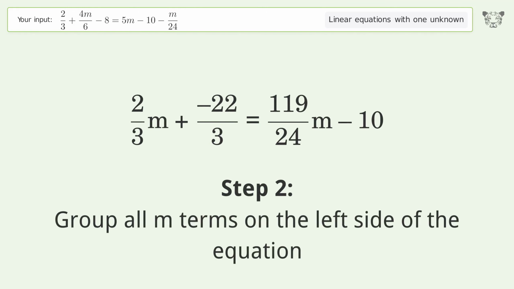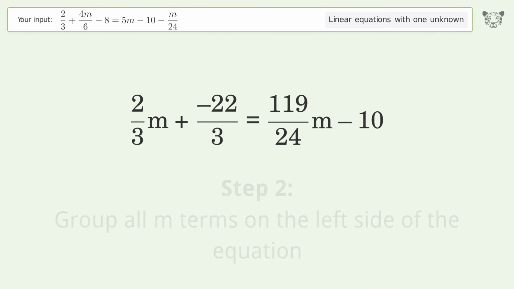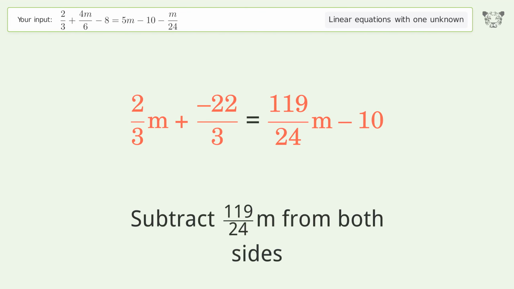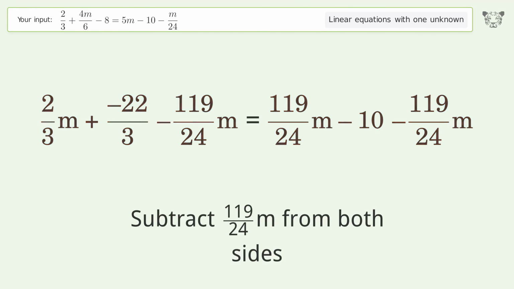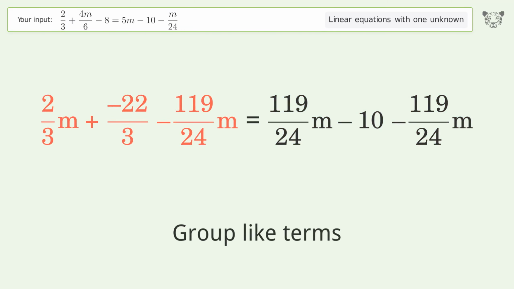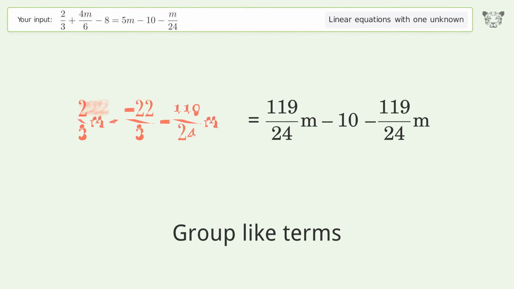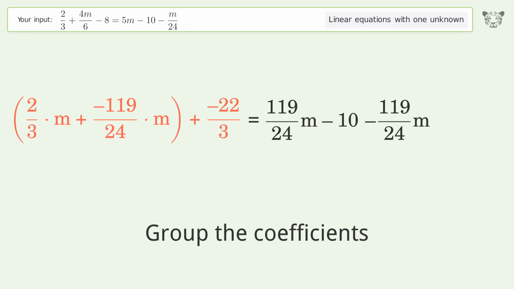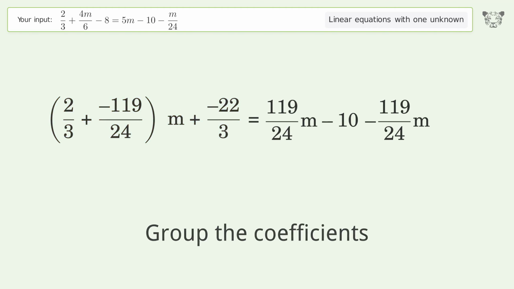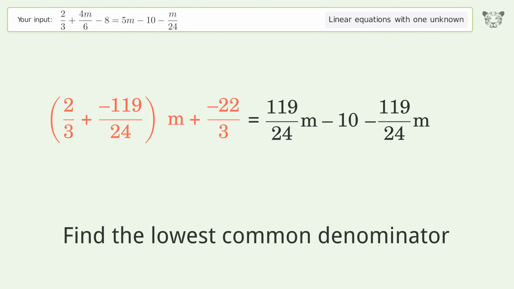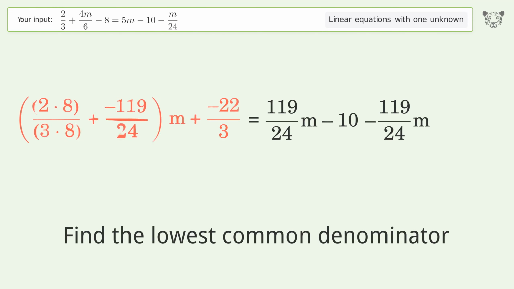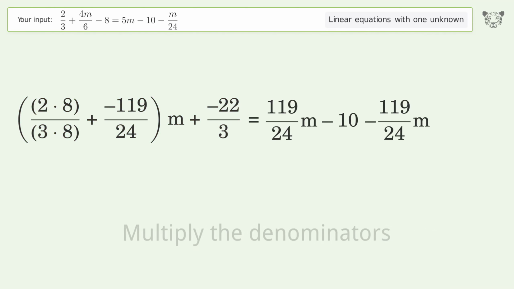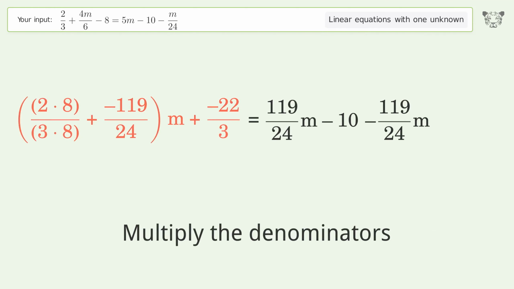Group all m terms on the left side of the equation. Subtract 119/24m from both sides. Group like terms. Group the coefficients. Find the lowest common denominator. Multiply the denominators.